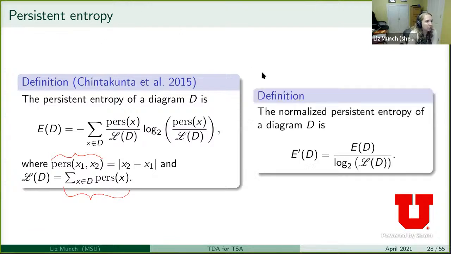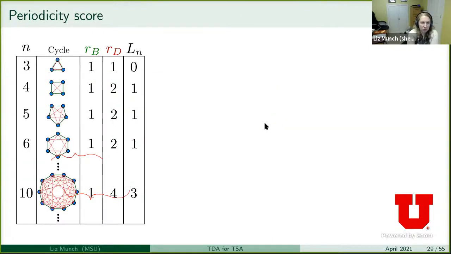For what we were doing, that wasn't working particularly well, so we ended up working with this normalized version instead. Anytime you see this E prime of D, this was our normalized persistent entropy computation that we were using as representative. Another thing that we did to try to represent the structure was to come up with this periodicity score. So we were essentially trying to compare how far off our resulting persistence diagram was from being a cycle graph.